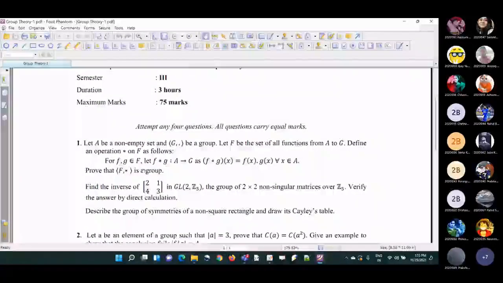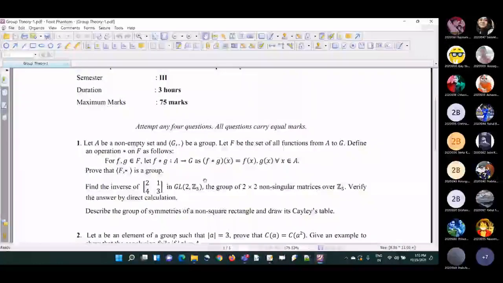So first question is that A be a non-empty set and G be a group, and then they are defining a map from A to G, and they are defining an operation on the collection F of functions from A to G. Then they are telling that you have to prove that this F with the star, the operation defined above, is a group. So this is a very basic kind of question, but a little tricky.